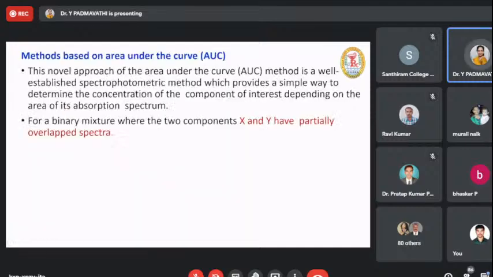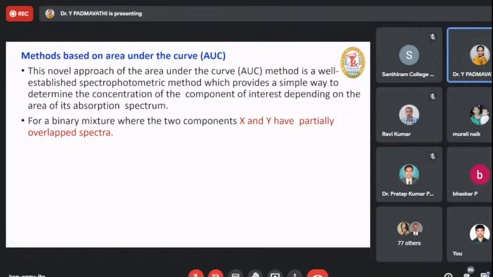So the next one is methods based on area under curve. You can apply this method. As I said, for dual wavelength and absorptivity methods, based on those two parameters, the spectra should have a complete overlay or overlap. Right? So the two equation method, the AUC method.